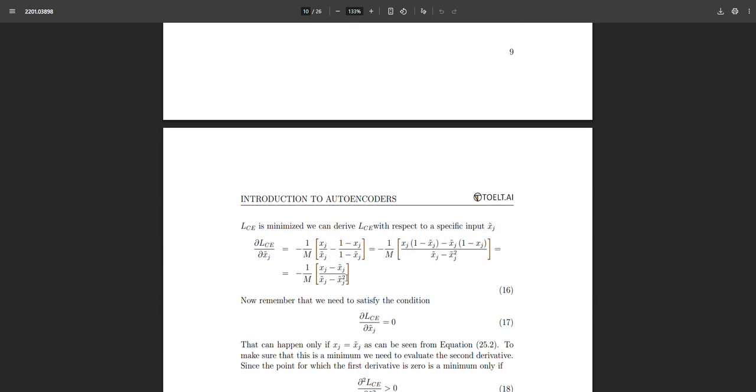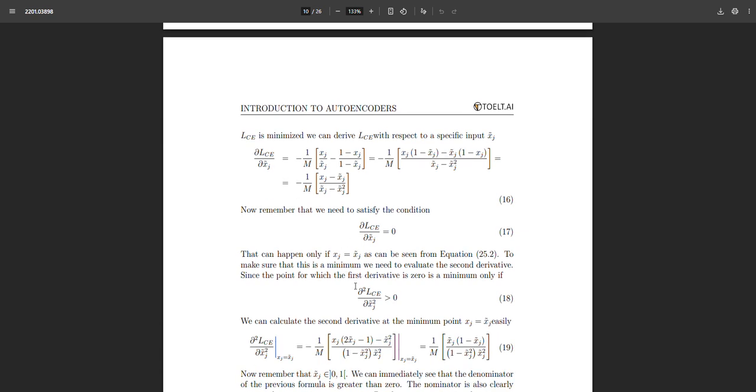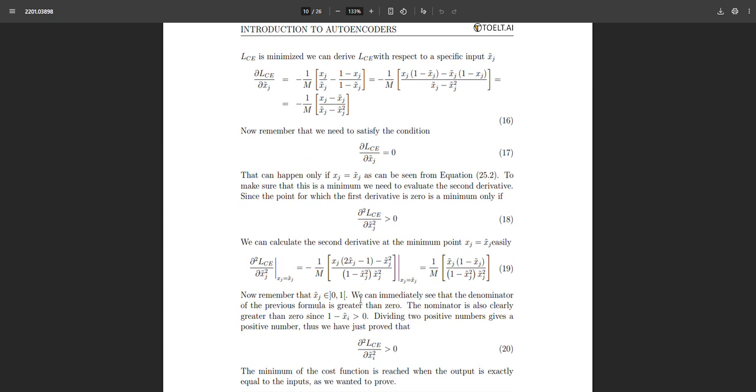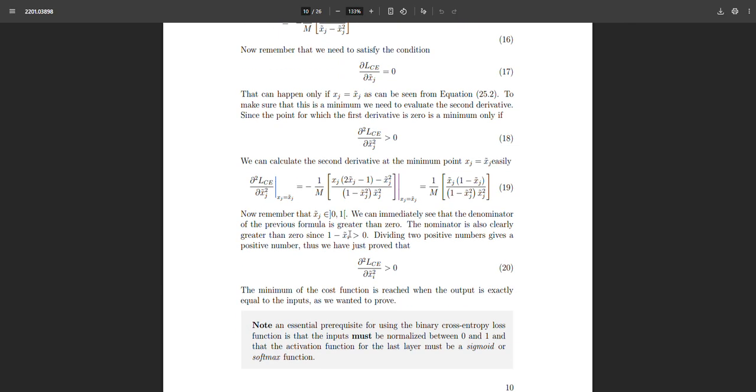Finally, to make sure this is truly a minimum point and not a maximum or saddle point, we must verify that the second derivative is positive. After calculating and simplifying the second derivative, we find that the resulting expression is always greater than 0 within the valid range of xi bar, which is between 0 and 1. Therefore, the minimum of the binary cross entropy cost function is mathematically proven to be reached when the output is exactly equal to the input.